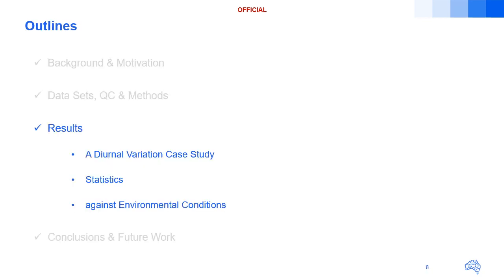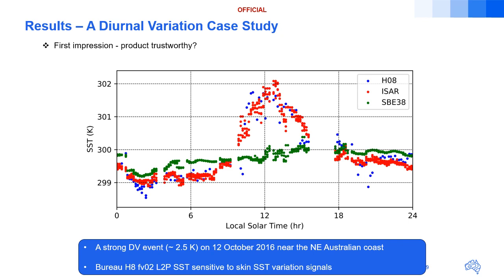And now it's time to look at some of the results. In this section, I'm going to introduce a diurnal variation case study first, then show you some statistics that you might be most interested in. And then we're going to look at some of the plots showing how the satellite product performs under different environmental conditions. So a strong diurnal variation event happened on October the 12th, 2016, near the northeast Australian coast.